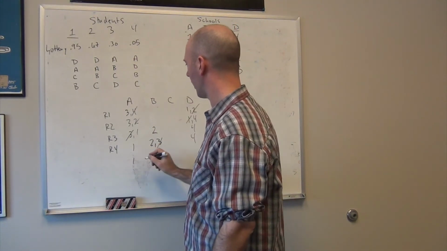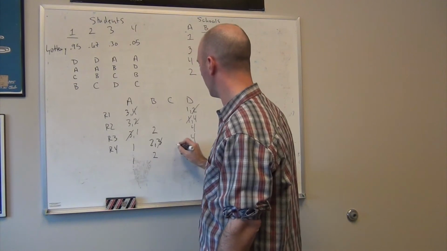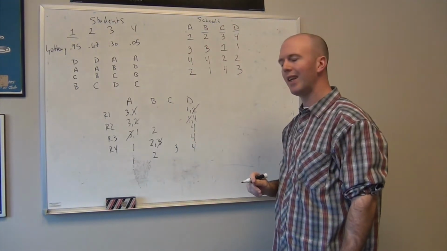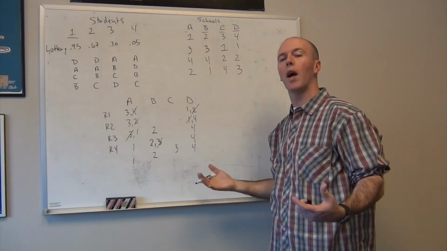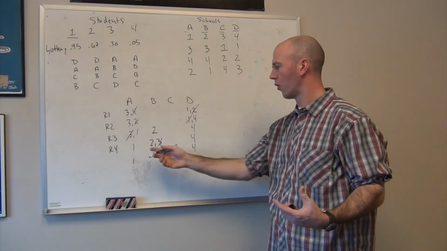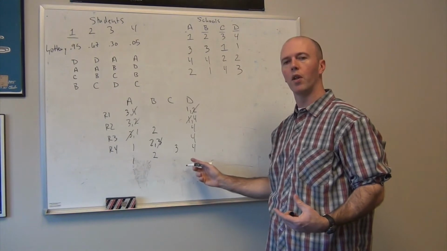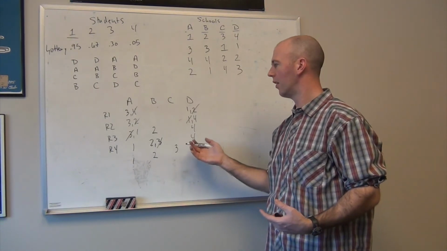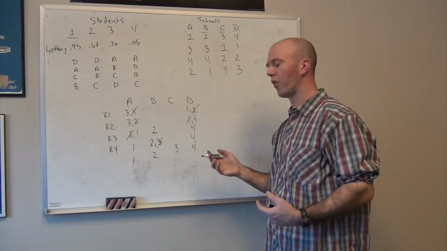So 1 is applying to A, 2 is applying to B, 3 now applies to C, and 4 is applying to D. And so now there's no rejections in this round because there's only one student applying to each school. And so this is our assignment. 1's assigned to A, 2 is assigned to B, 3 is assigned to C, and 4 is assigned to D.